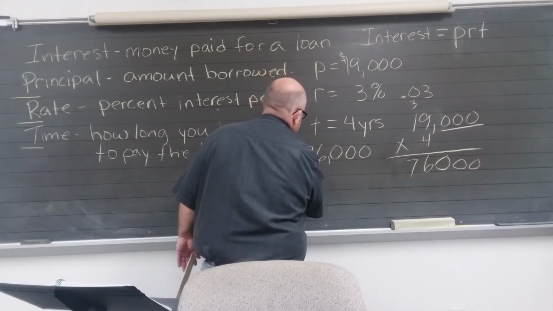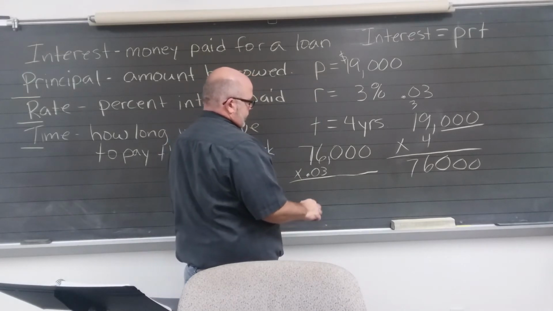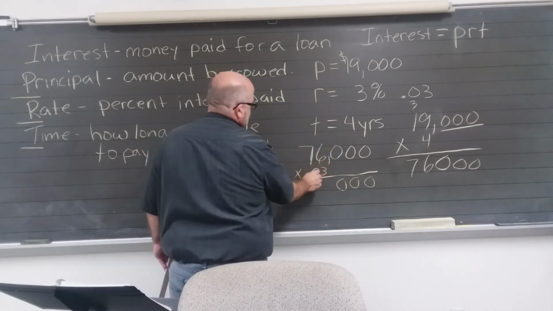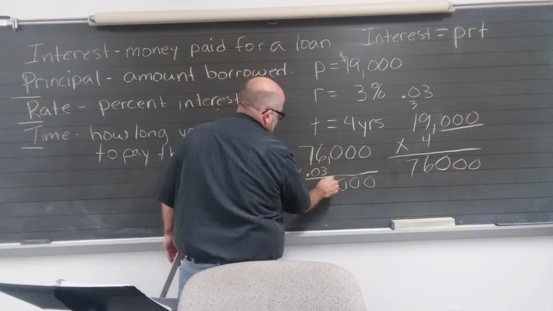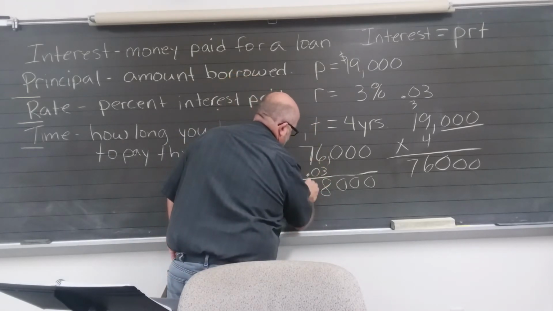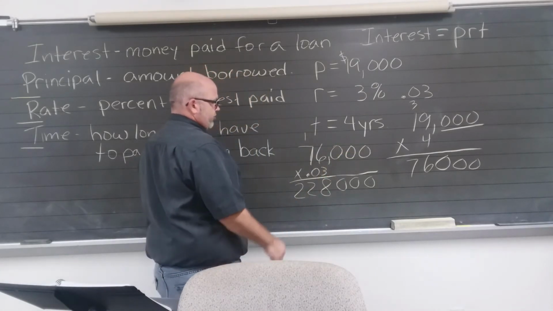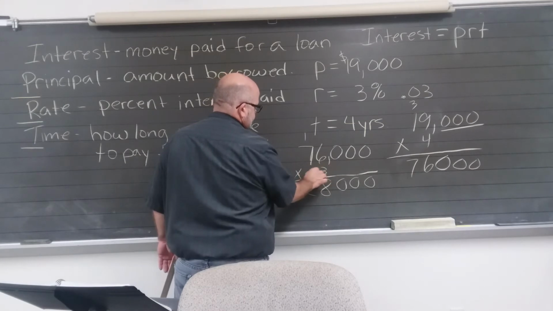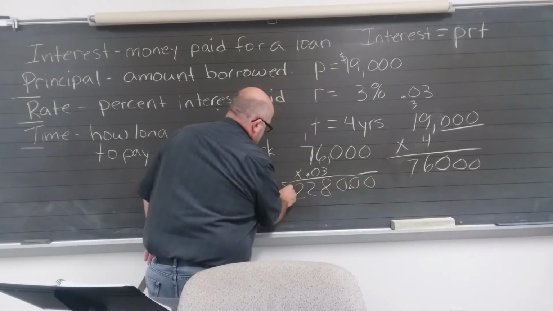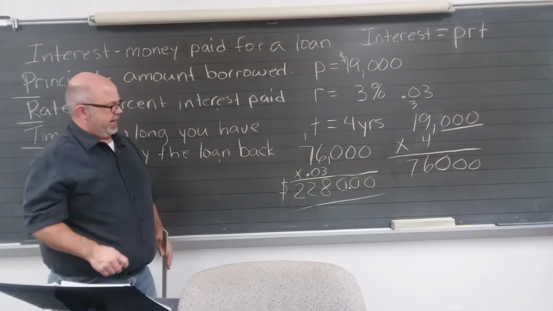76,000 times 0.03. Okay? You're going to have your zeros. 0, 0, 0. Just multiply by 3. You don't worry about the 0. 3 times 6 is 18. 3 times 7, 21. 22. Okay, this is just going to be zeros if you do that. Now, put your decimal point at the right place. 2 places in. 2 places in. Right here. So your interest amount is $2,280.